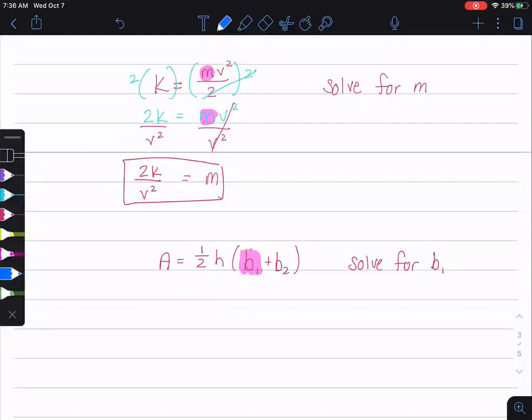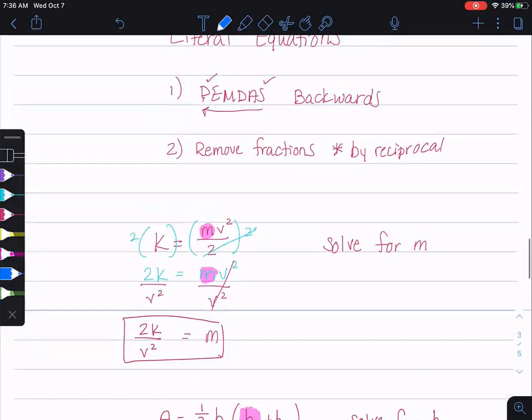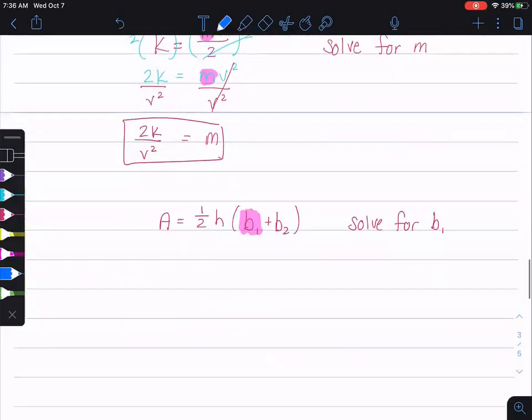Just like step number 2 up there said, to remove fractions, we're going to multiply through by the reciprocal. So I see that 1/2. But remember, reciprocal means we flip that fraction. So when I multiply through by 2, 2 is the reciprocal of 1/2. So I'm going to multiply this side by 2, and rule of algebra, whatever you do to one side, you have to do to the other. This 2 will cancel out that 1/2. The reciprocals cancel each other. So then I'm going to be left with 2a equals h times b1 plus b2.